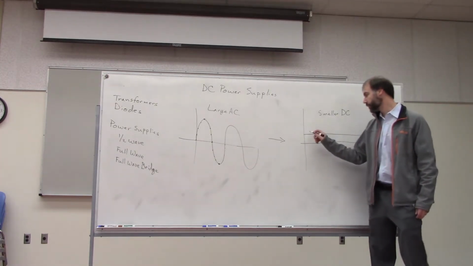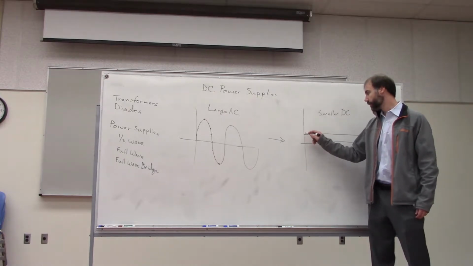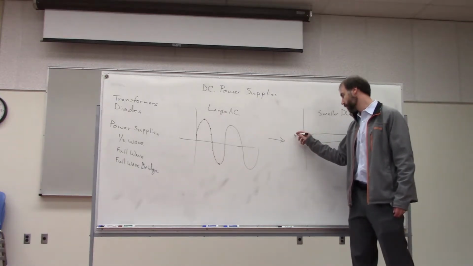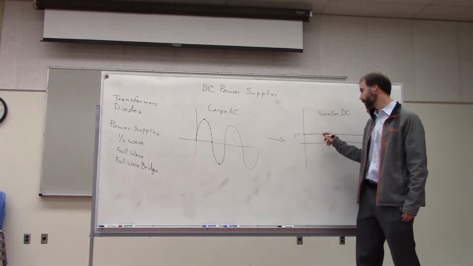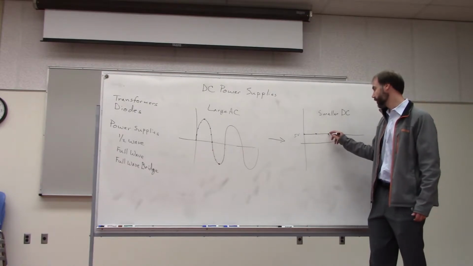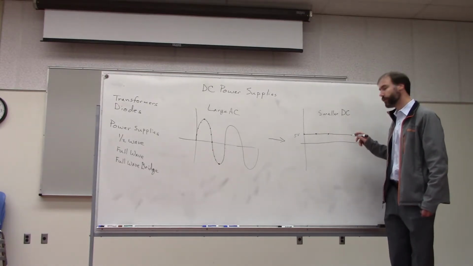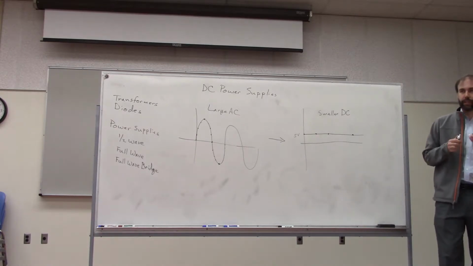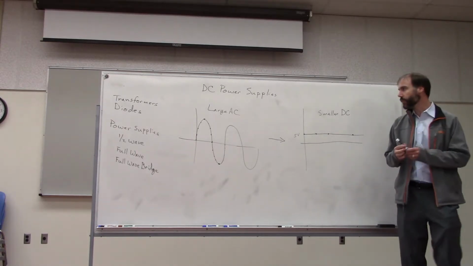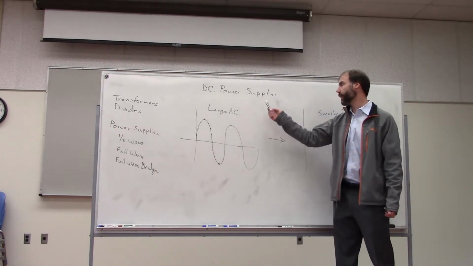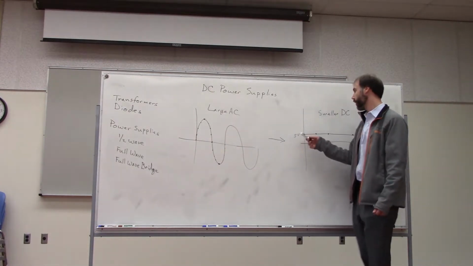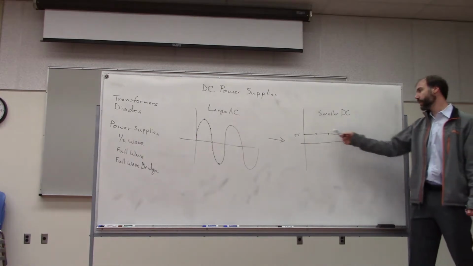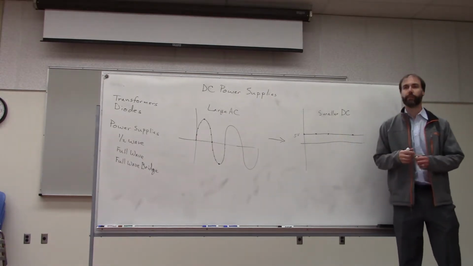DC voltage stays the same. So say this is 5 volts. If you measure it at one moment, it's 5 volts. You measure it an instant later, it's still 5 volts. A minute later, it's still 5 volts. A week later, it's still 5 volts, right? It never changes. Okay? So the purpose of a DC power supply is to take a large AC voltage like this and turn it into a smaller DC voltage like this.